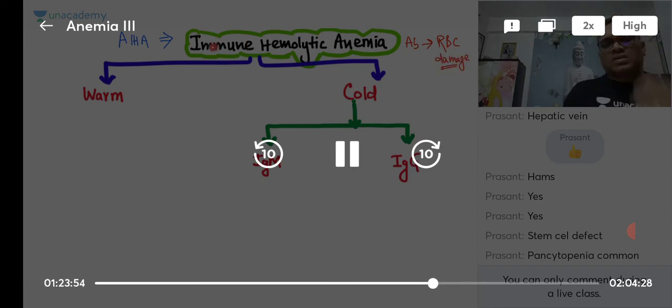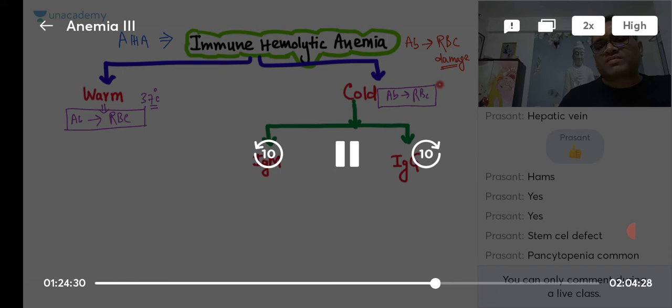Now what kind of antibody are we going to see? There are two types of antibodies, warm type and cold type. Why is it called warm type? Because the antibody has optimum activity, causing damage of the RBC, at the warm temperature, like 37 degrees Celsius. Why is it called cold? Because the antibody can damage RBC at a colder temperature, which is 4 degrees Celsius.